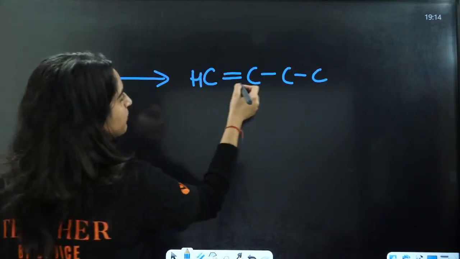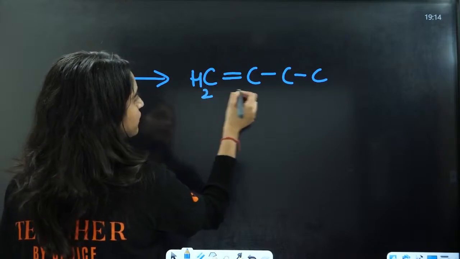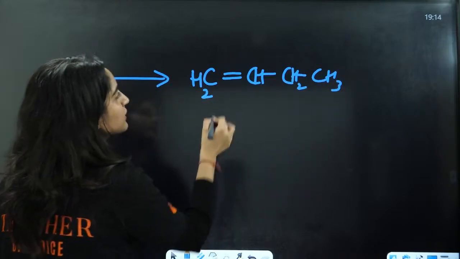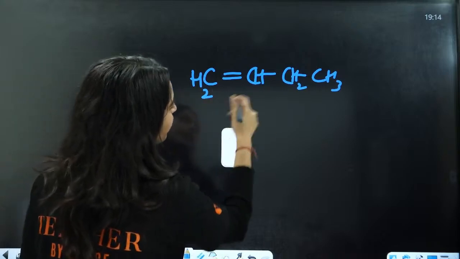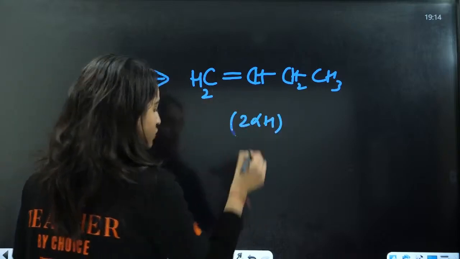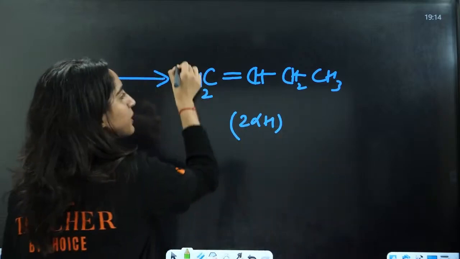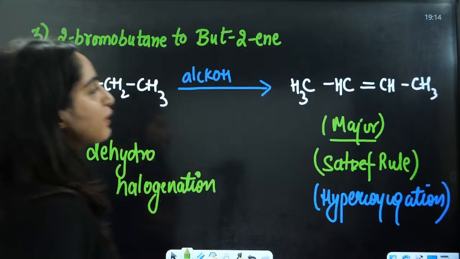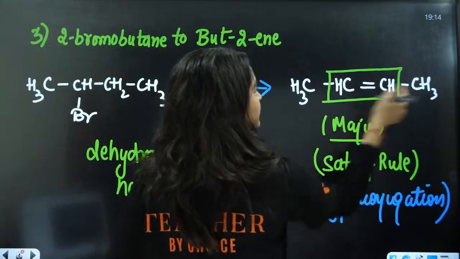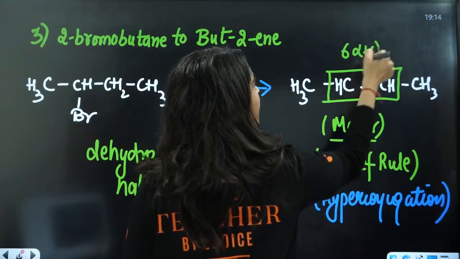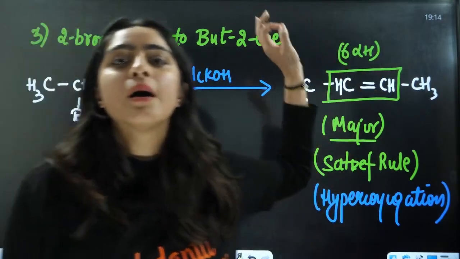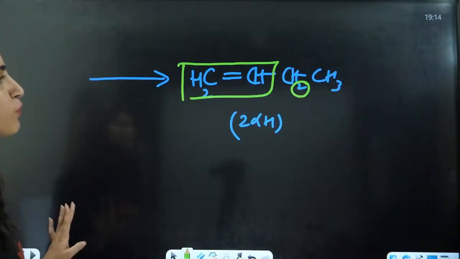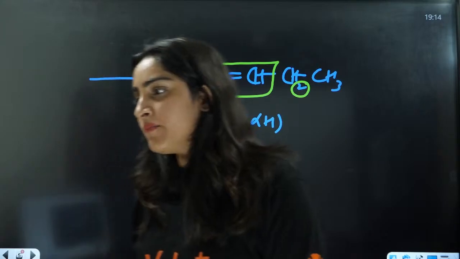Here the alkene will be 1, 2, 3, 4, and this is H, this is CH2, and this is CH3. Here the alpha hydrogens are 2 alpha hydrogens. And here this is the main product, and these are the alpha hydrogens, so 6 alpha hydrogens here. So this is going to be the major product here, right? Okay, perfect. Till now any problem?